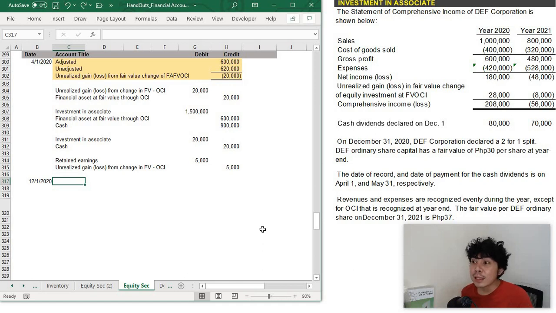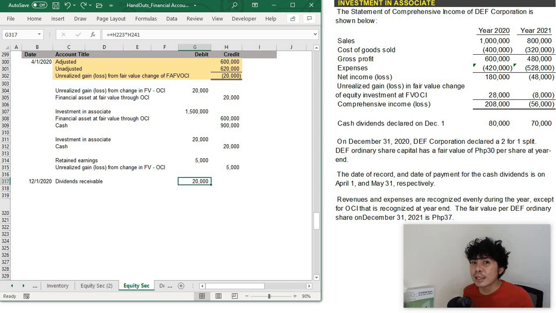So, syempre, dahil itong December 1 is just the date of declaration, so hindi tayo dito magde-debit cash. Instead, debit tayo ng dividend receivable. At magkano? Syempre, up to the extent of our ownership lang, which is 25%. So, 80,000 ang total dividends declared by the associate. So, ang atin lang doon ay 25%, which is 20,000 pesos. So, that is 80,000 times 0.25. Ang question is, ano ang ating i-credit? Is it also dividend income?